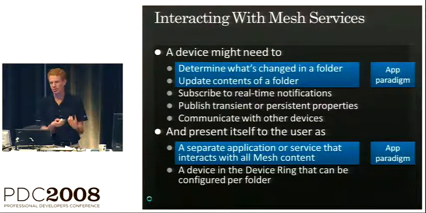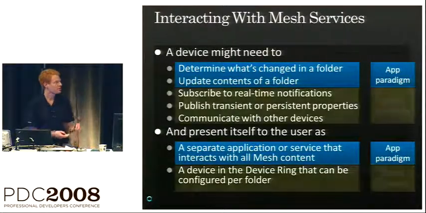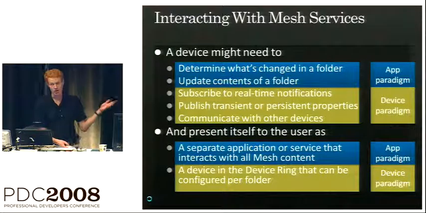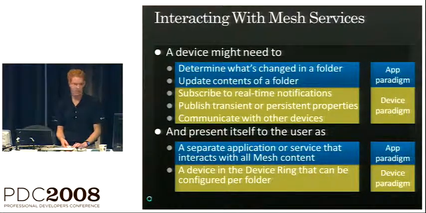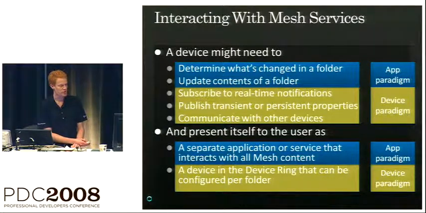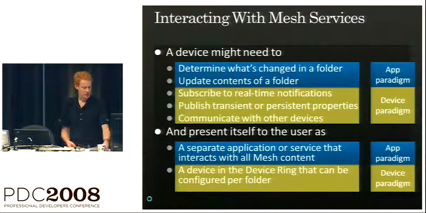It's a service that applies across your mesh rather than a device within your mesh. If you need some of these richer capabilities, or you actually want to show up in the device ring, then you do have to present yourself as a device to the user. We'll walk through some of the differences here, because this is something we're still thinking through ourselves, and we're still trying to get the guidance right. So I'll tell you how I think about some of the differences.